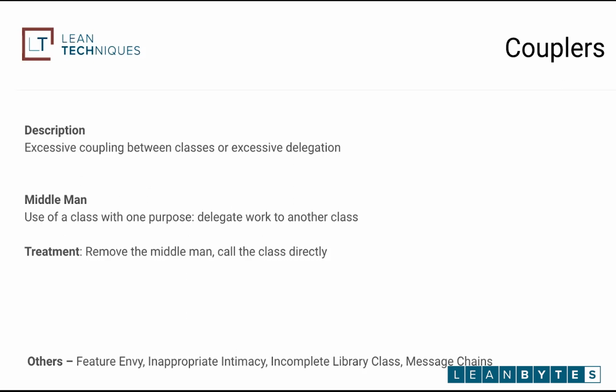So for this one, a quick treatment is to remove the middleman and call the class directly. But maybe it's not that simple. So there are additional treatments on how you can resolve it. Everything that's on here from a treatment perspective, your mileage may vary. So if we say delete and that doesn't work, one thing I recommend taking a look at, again, is Refactoring Guru. They do have some nice suggestions on how you can resolve some of those. Other examples of couplers are feature envy, inappropriate intimacy, incomplete library class, and message chains.